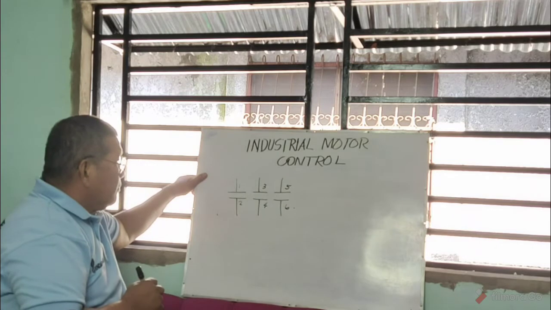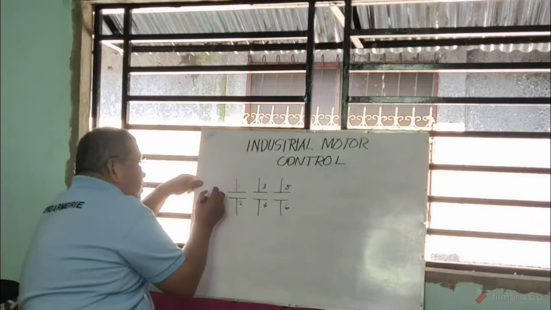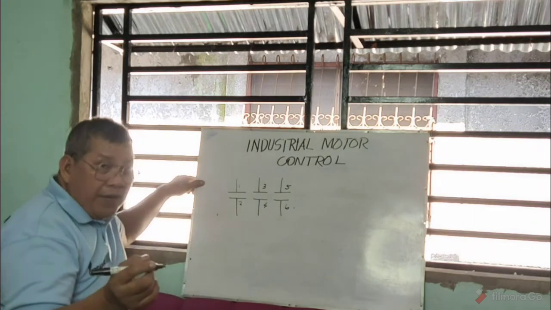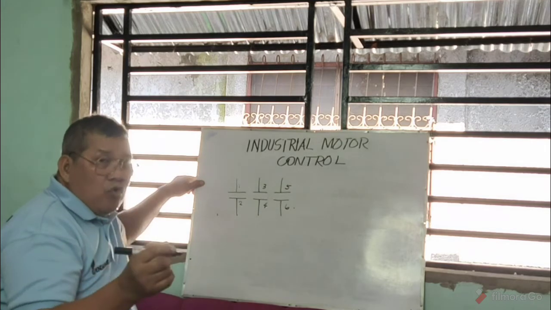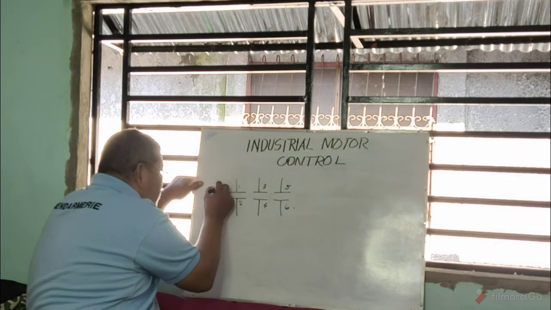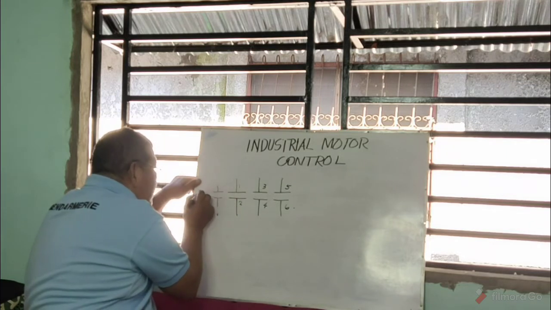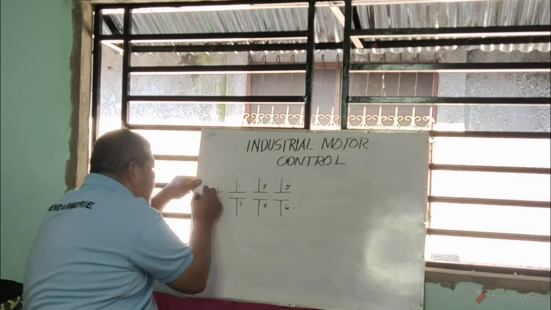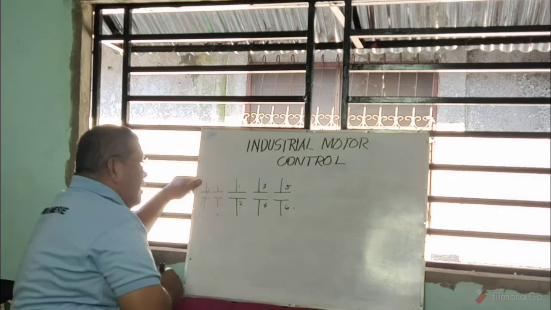Now, at this side, we have also 2 normally open and 2 normally closed contacts. So you have here a normally open contact. This is auxiliary. On the other side here, this is your normally closed contact.